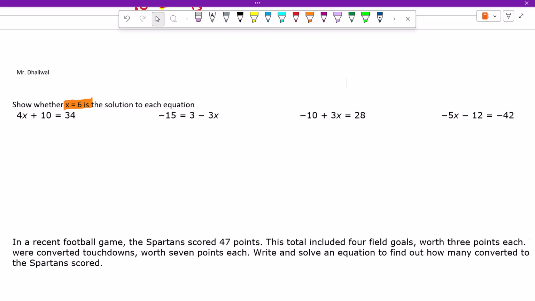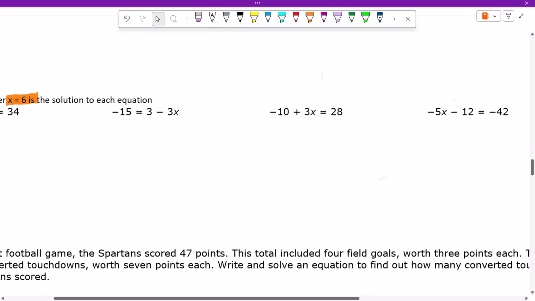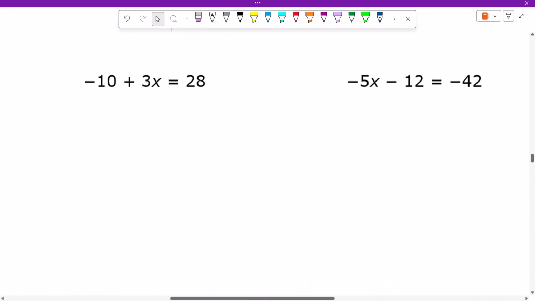Ranjo, do you have an idea? I know which one it is. Which one is it? The third one. The third one? How do you know it's the third one? Because 10 minus 28 is 18, and 18 divided by 3 is 6. Okay, let's check this out. Let's see if Ranjo got this right.